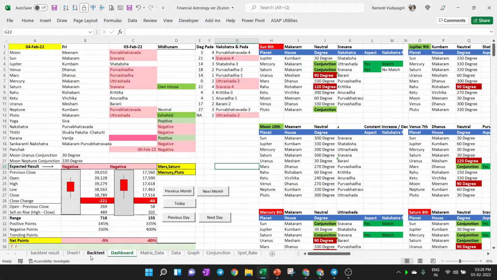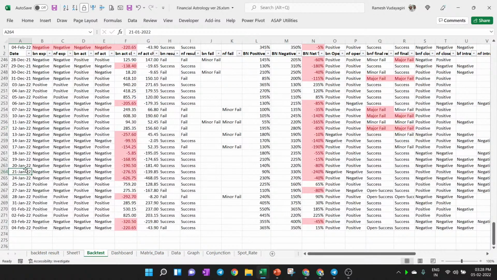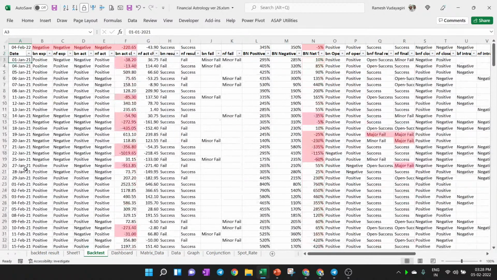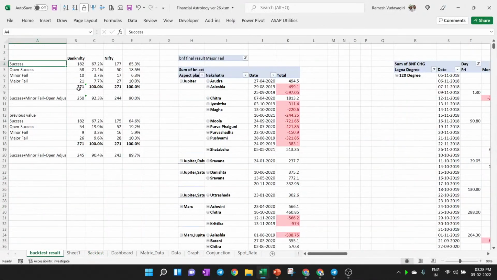This is a backtest result I have developed for the past, starting from 1st January 2021. From 1st January 2021 till date there are almost 271 trading days. In those 271 trading days, the view completely failed only 21 days, which is almost 7.7% of the time. Otherwise, we are getting success most of the times.